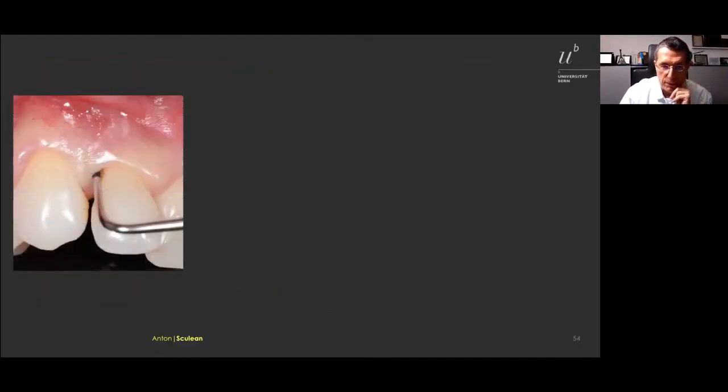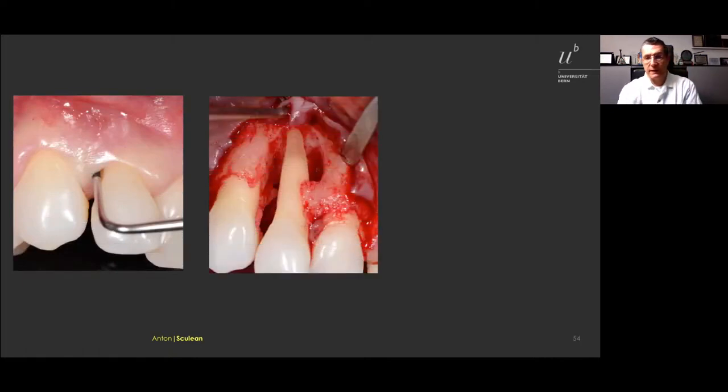In these cases, I do my best to save the tooth for the patient. So what I did, I opened up, and I think that we can all agree that this is not an easy periodontal case. Of course, we have to make sure that the tooth is vital. It was vital. It was not an endo-perio problem.